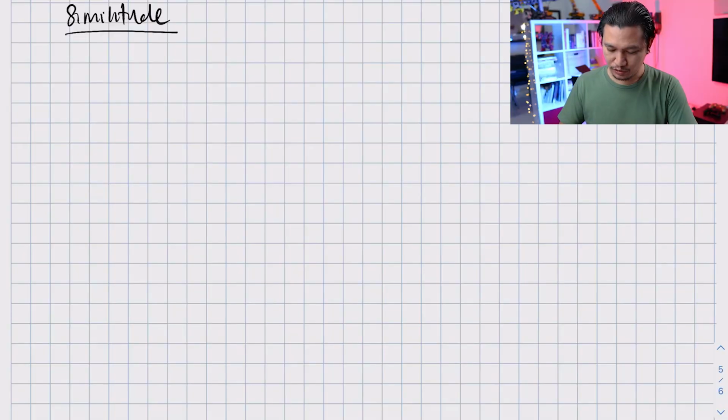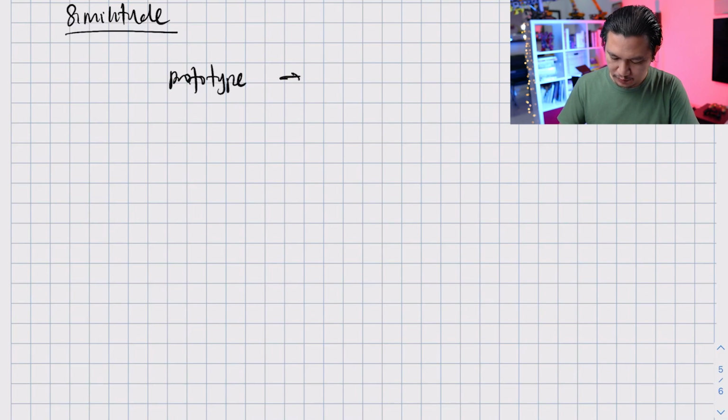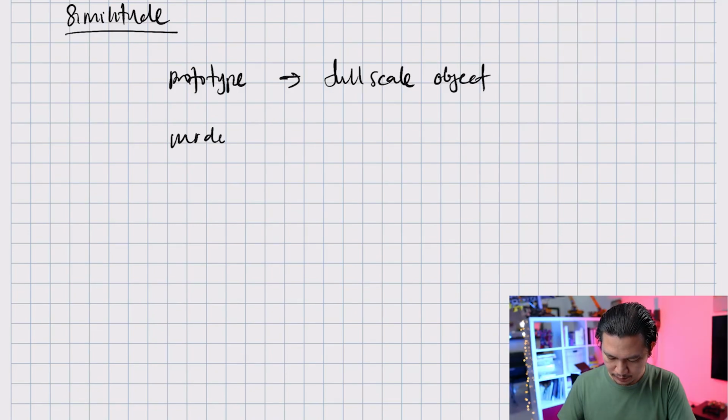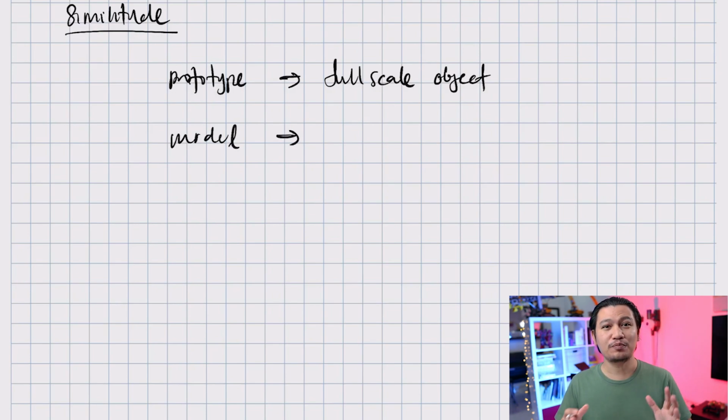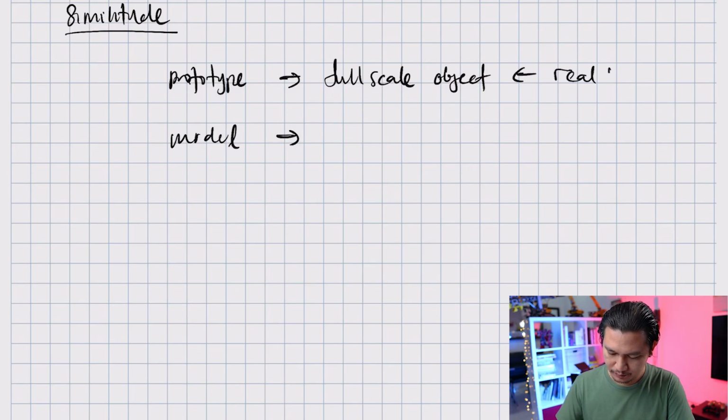So first of all, let's differentiate what is model and what is prototype. So prototype is the full-scale object. And a model, it could be smaller or bigger than the actual prototype. Okay, so prototype is the real thing, but the model is something that you use in the lab.